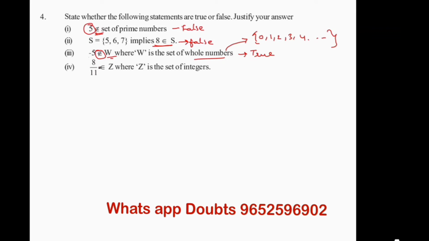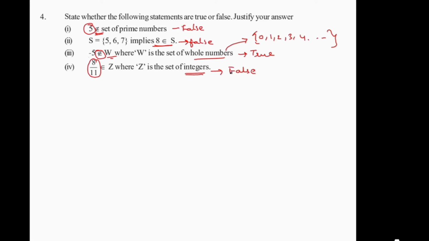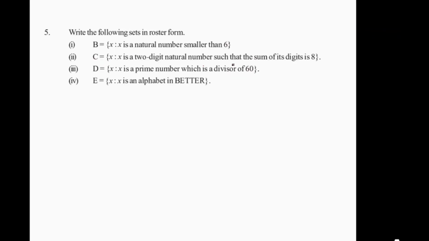Let's look at this one. 8 by 11 belongs to Z, where Z is the set of integers. Here it is a fraction. A fraction is not an integer, hence it is also false. Simple as that.